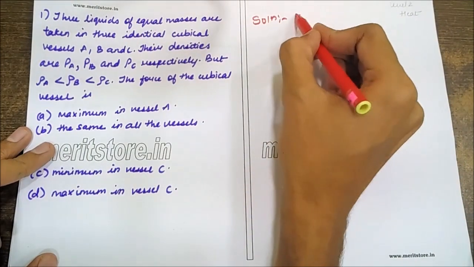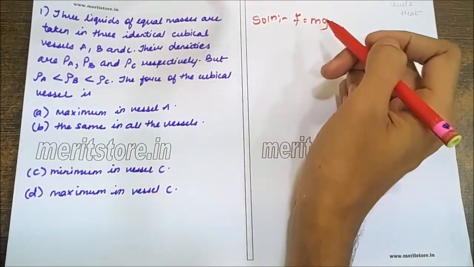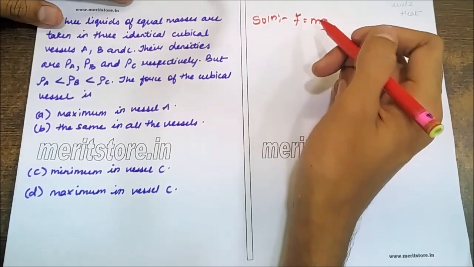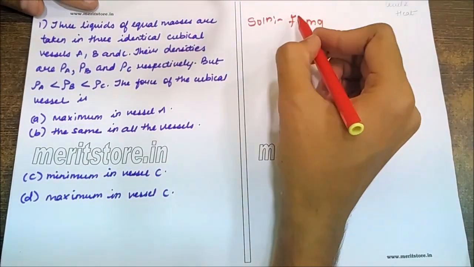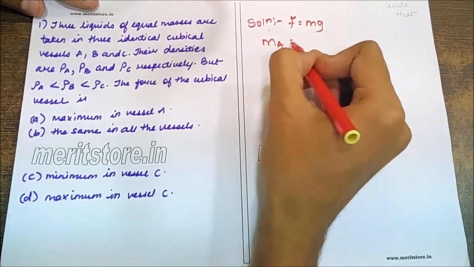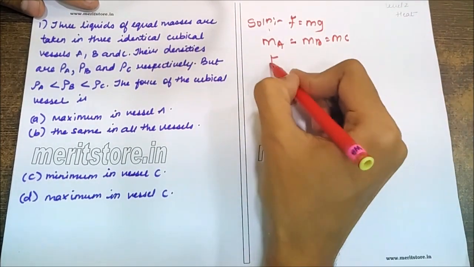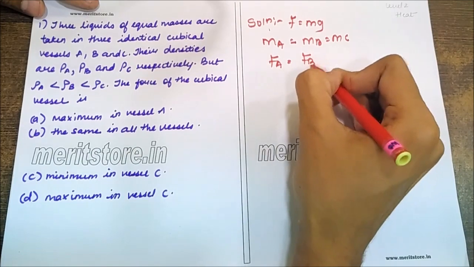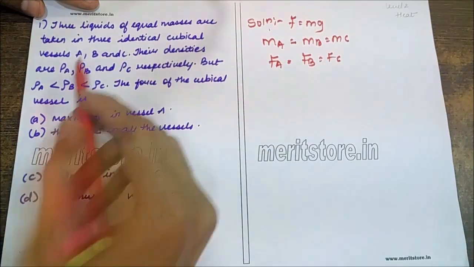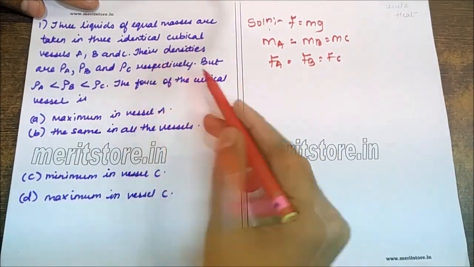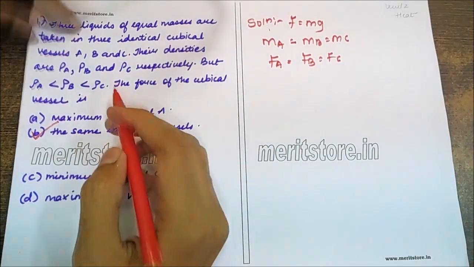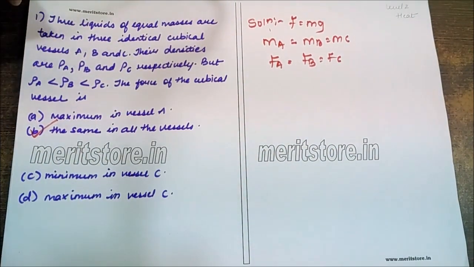So we have the force, which equals mass into gravity, that is mass into g. As the mass of A, mass of B equals the mass of C, therefore the force on A equals the force on B equals the force on C. Though they have different densities, the forces will be the same. So the option is B, same in all the vessels.